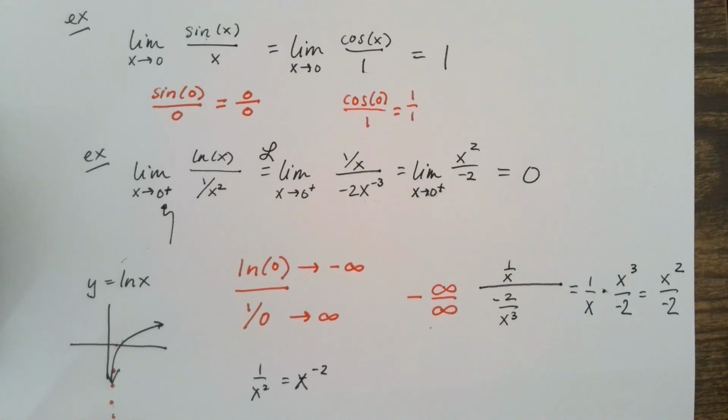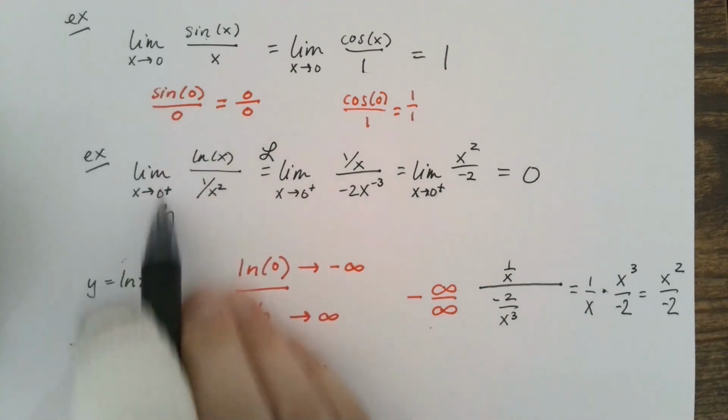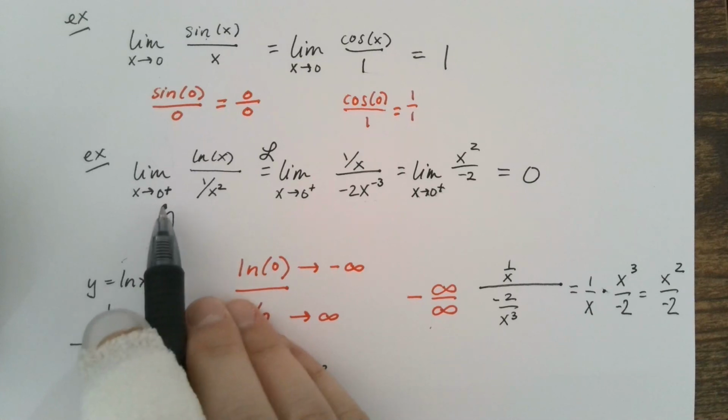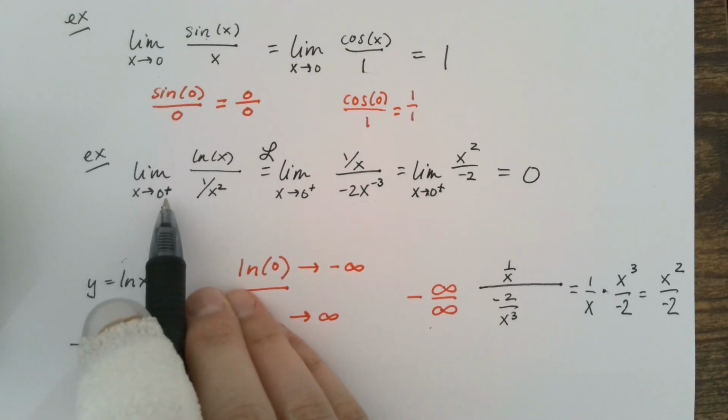So this same method works. Both of these had a 0 in them, kind of as a coincidence. But this same method works if x is approaching infinity, or any different number.